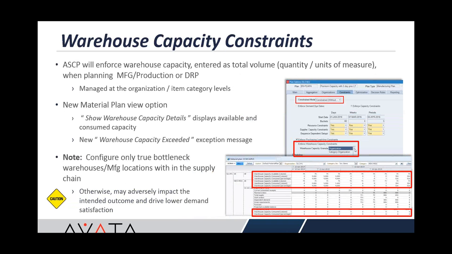Warehouse capacity constraints are just allowing you to not try to stuff too much material into your warehouse. It's going to look at your supply and demand and try to balance your inventory positions against a previously defined capacity. And that can be done either at the organization level or at the organization category level.